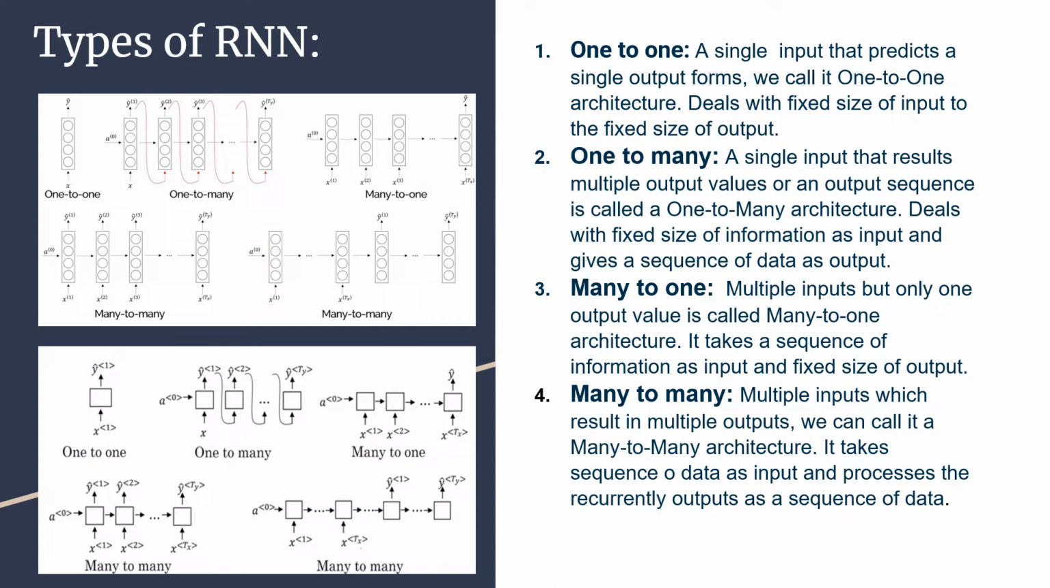After that, many-to-one. Multiple inputs but only one output value is called many-to-one architecture. It takes a sequence of information as input and gives a fixed size of output. An example of many-to-one is sentence to sentiment. After that, many-to-many. It is multiple inputs which result in multiple outputs. It takes sequence data as input and processes it recurrently to output sequential data. The example of many-to-many is a conversion of a sentence in English to a sentence in Turkish.